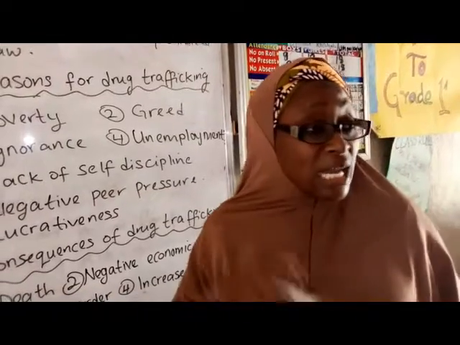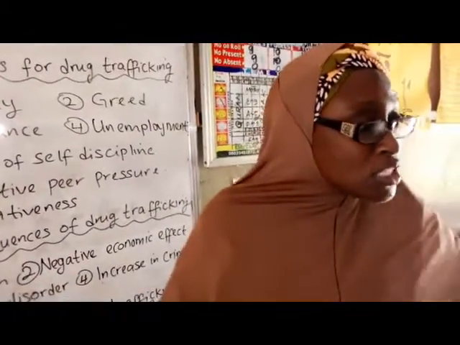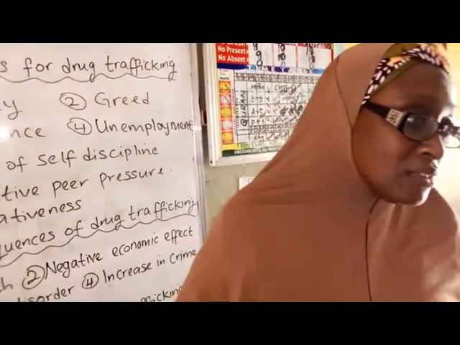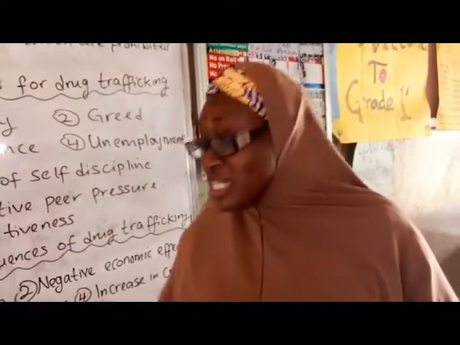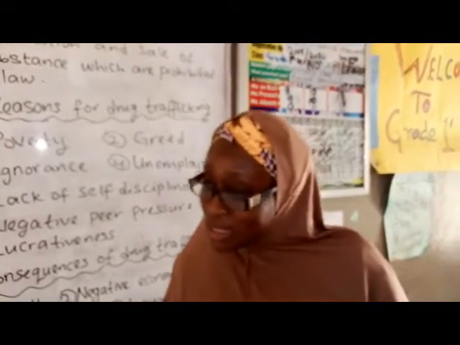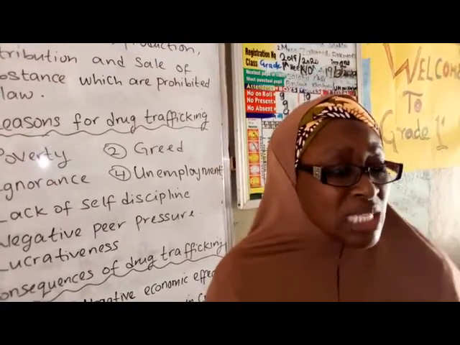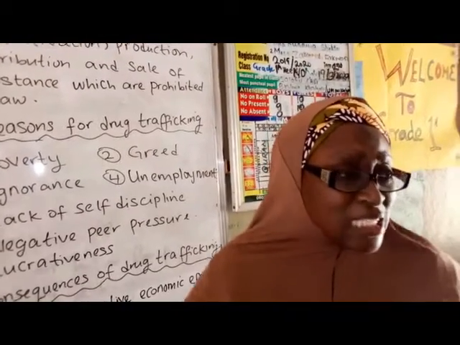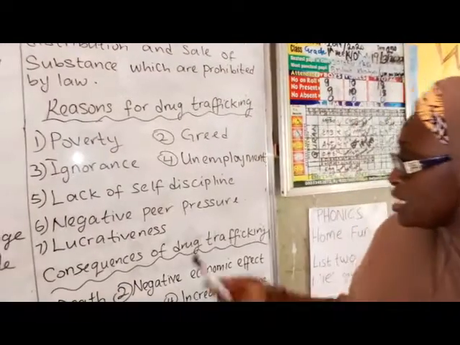So mind the kind of people you interact with. Don't move around with bad friends. Friends that are on drugs, you should stay away from them. Try to advise them to stop this habit. It's a very bad thing. If you cannot stop them, then you move away from them and tell those that can really help them. Tell their parents, let them know. Let them try to help them. So that is it.